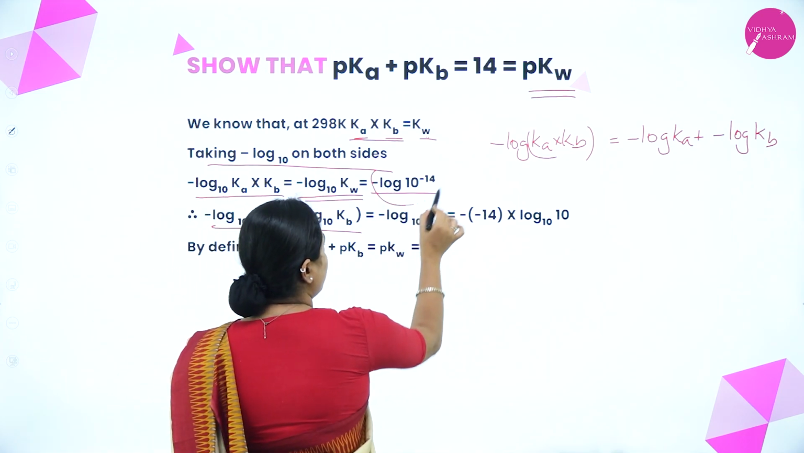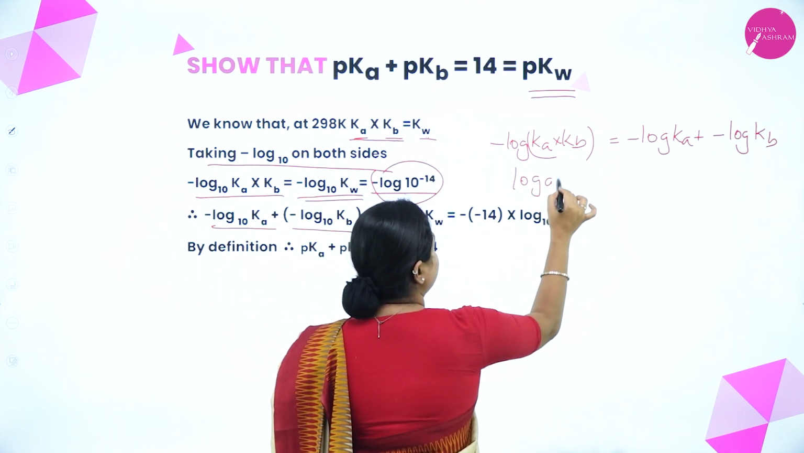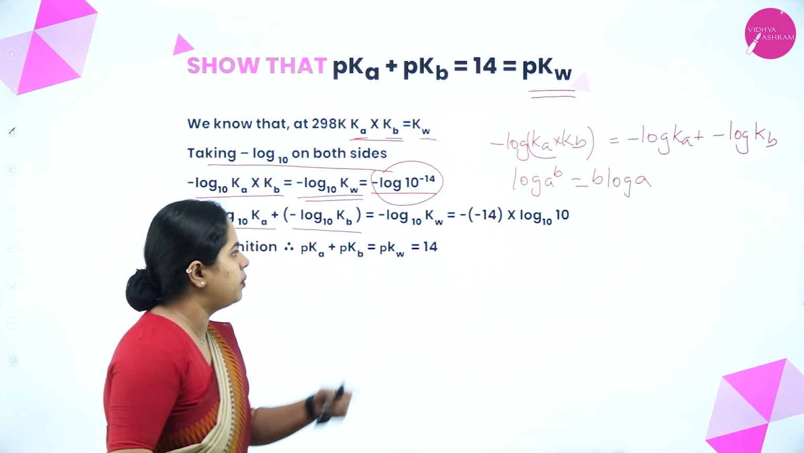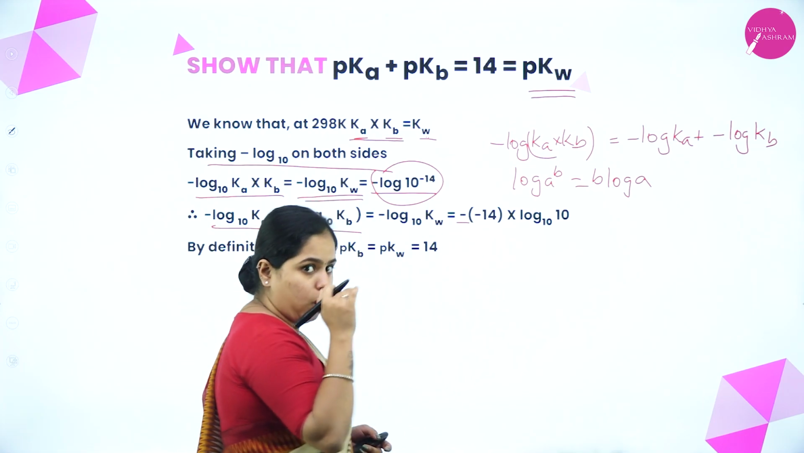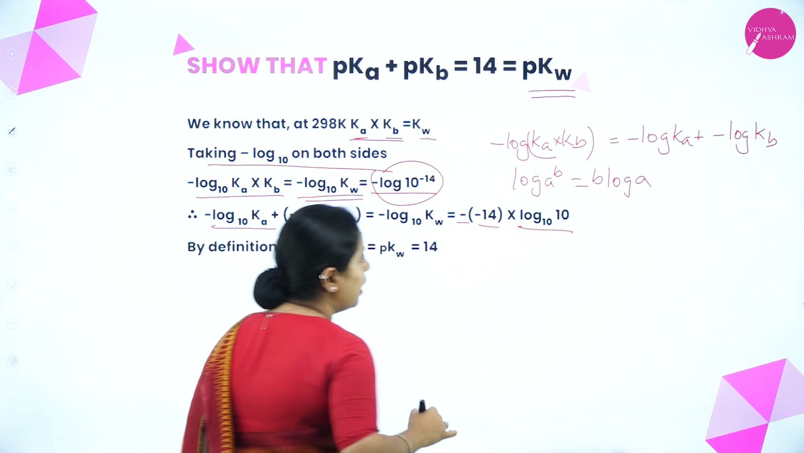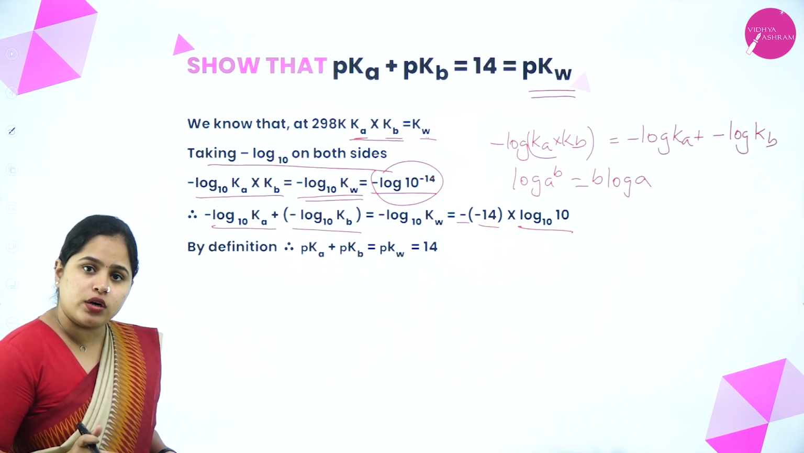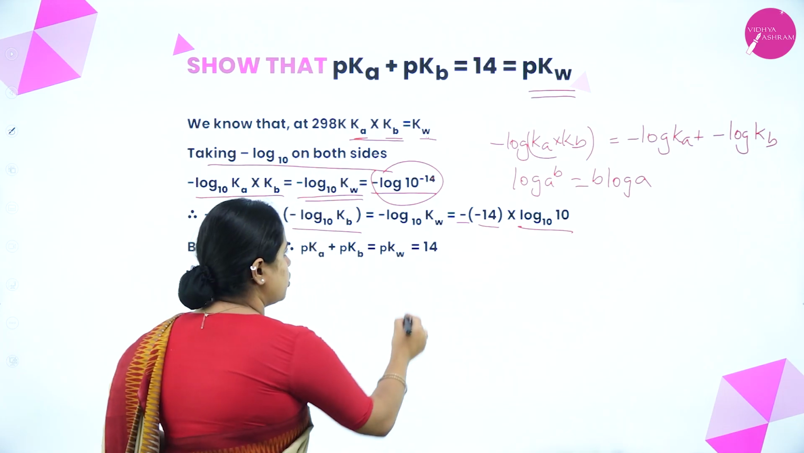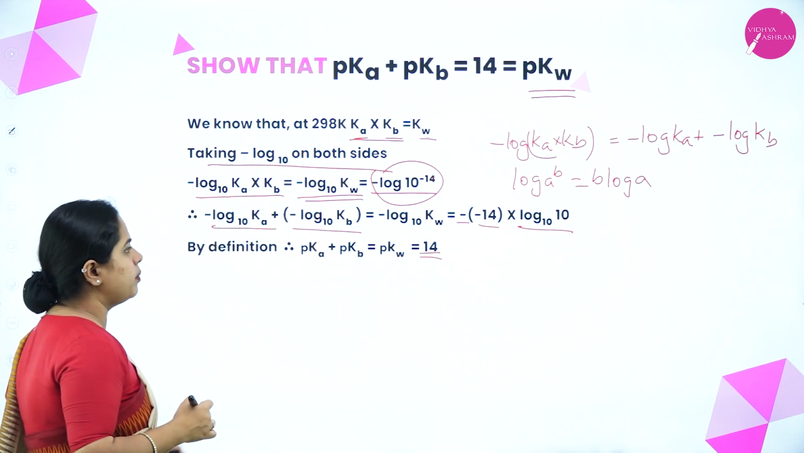Now this is in which format? Log A to the power B, which is equal to B log A, right? So what will it be? It will be minus, which was already there, and this minus 14 will come down. Minus 14 into log base 10 of 10. Now what is log 10? It is 1. So this minus and minus will become positive. So you have that here, right? So what will be your final equation?